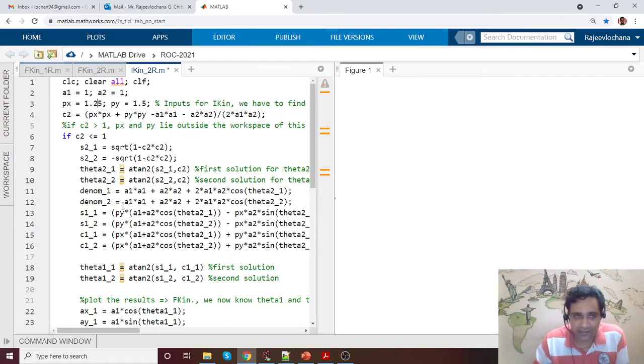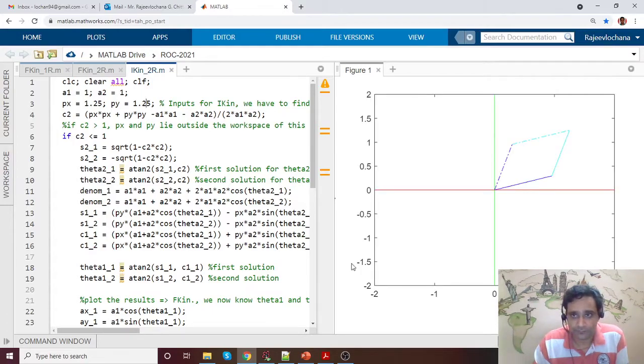Okay, so let me try 1.25 and 1.25. So now it should reach. Okay, so yeah, so this is 1.25, 1.25, theta 1, then theta 2 will be extension with respect to that. Similarly, the second solution is theta 1 is this, and then when it goes there, it will be like this. Okay, you can play around.